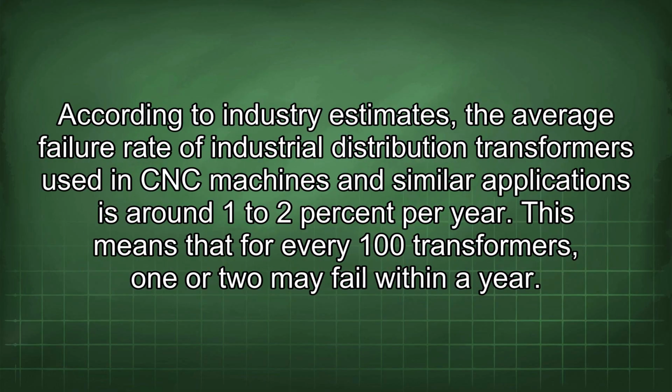According to industry estimates, the average failure rate of industrial distribution transformers used in CNC machines and similar applications is around 1 to 2% per year. This means that for every 100 transformers, 1 or 2 may fail within a year.